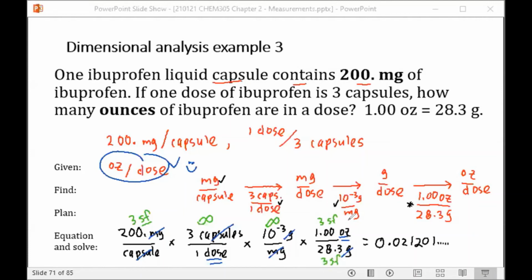So our fewest number of sig figs in this whole problem, and it's all multiplication and division, so our final answer will just be limited based on whatever measured or inexact number has the fewest sig figs. Our fewest sig figs is 3. So our last sig fig here will be the 2. We look to the right and it's a 0. So our final answer will be 0.0212 ounces per dose.